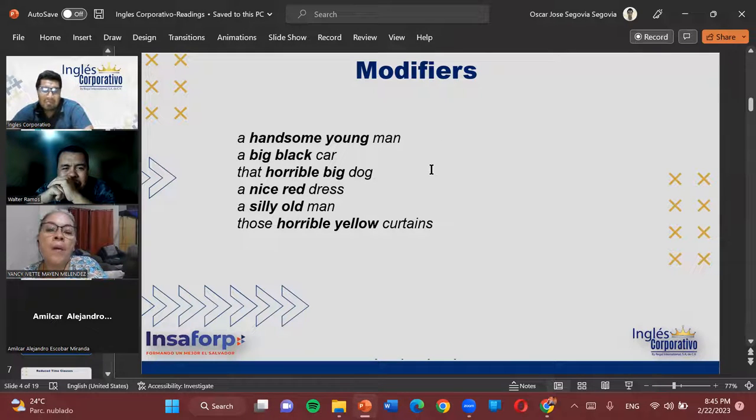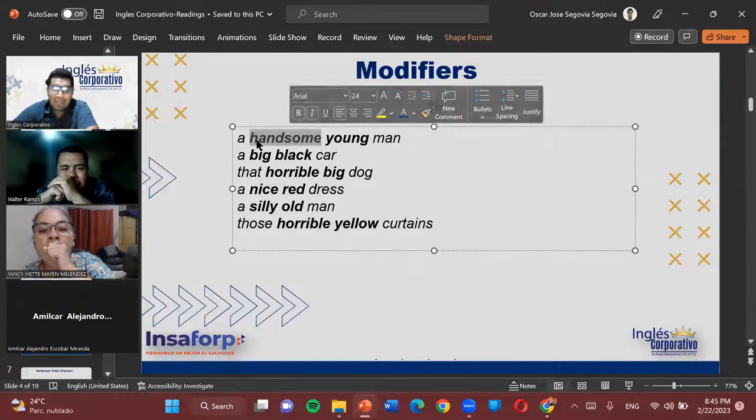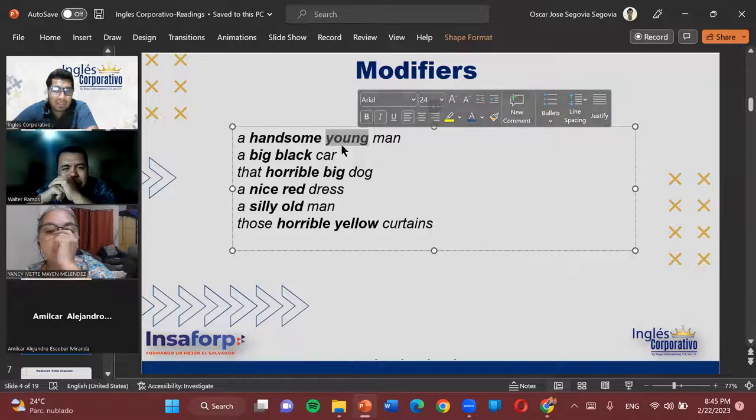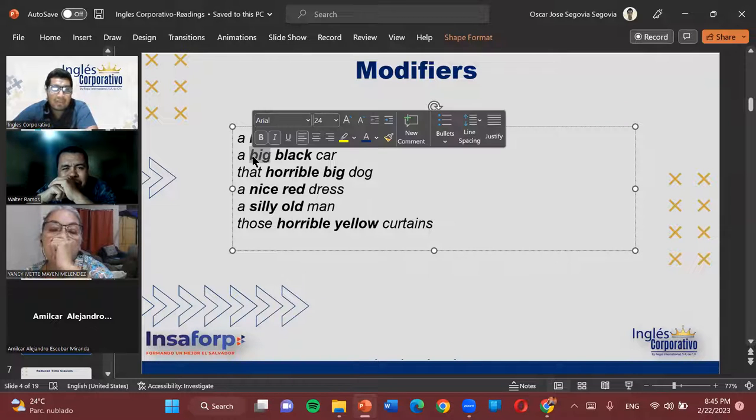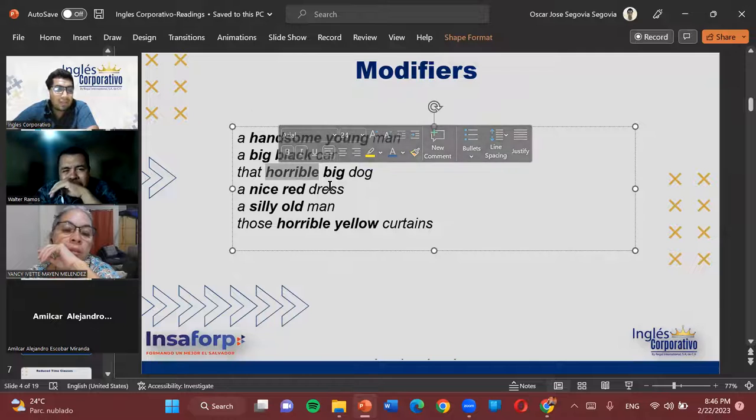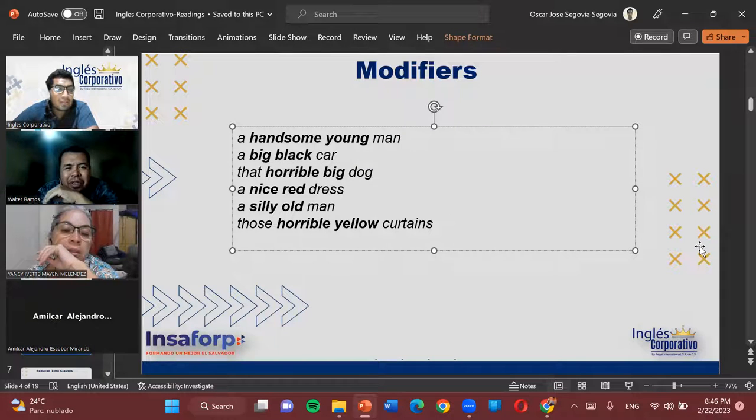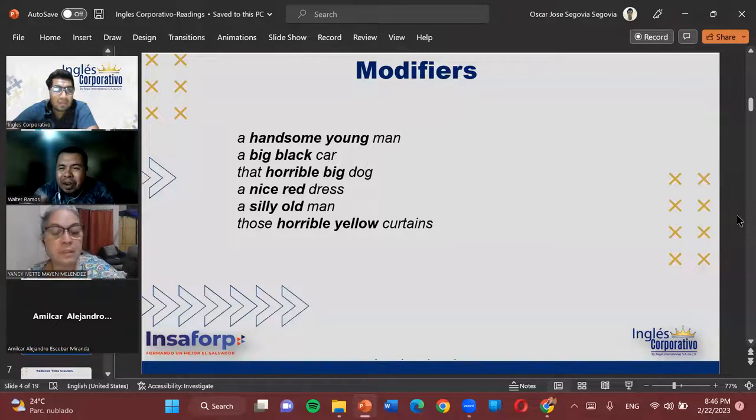Handsome young men. This one is, for example, a modifier of opinion, and this one is a modifier of age. Here we have a big black car. So it's a modifier of size and a modifier of color. It's weird to see sentences using all complete modifiers. It basically doesn't happen. Generally, I think it's two or three. That tops, four.